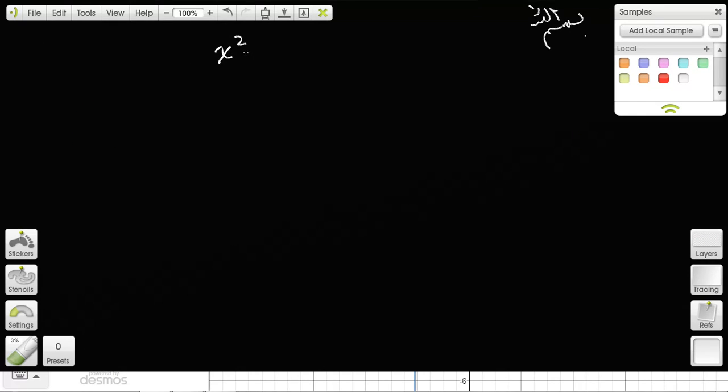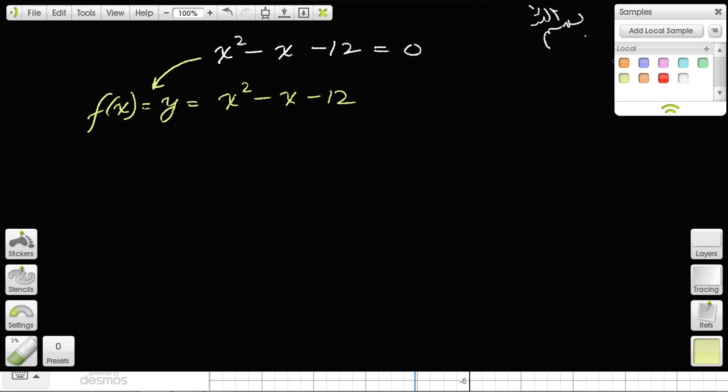So here's an example. x squared minus x minus 12 equals 0. Now this is a quadratic equation. One way of looking at this is you can pretend that it is a function. So f of x or y equals x squared minus x minus 12. Of course not equal to 0, because then it won't be a function. So you can turn this into a function.